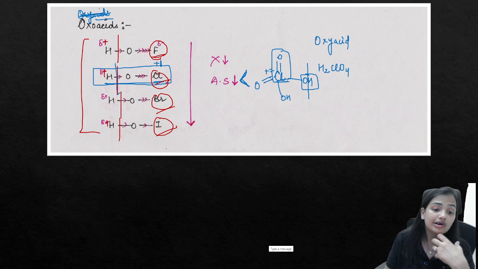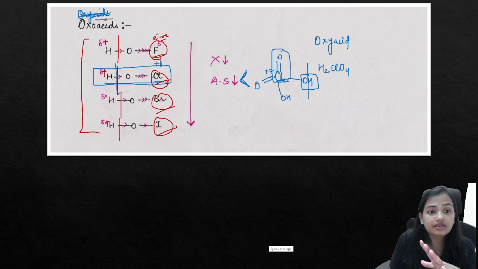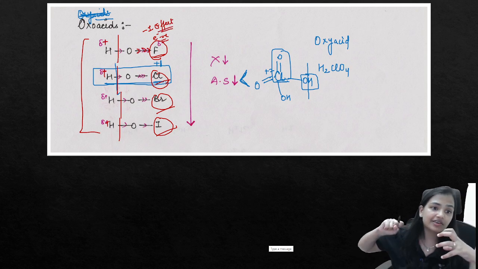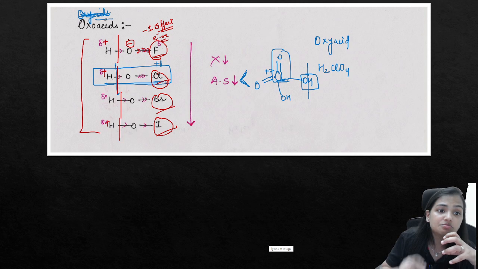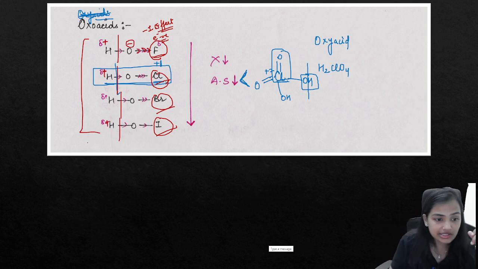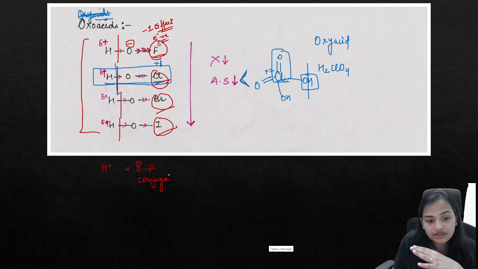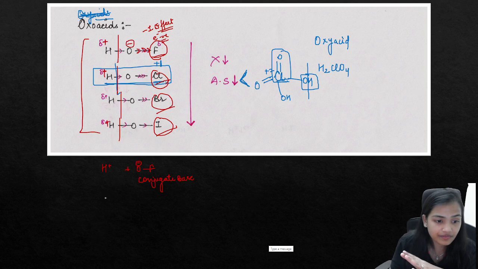So here comes your organic chemistry concept. You know that fluorine, because it is highly electronegative, will have more pulling nature, and will show the -I effect. As this will show more -I effect, the negative charge will get more stable over the conjugate base. So what you need to form is H positive plus OF negative. So this negative charge must be more stabilized. So this is your conjugate base, and whosoever forms a stable conjugate base is going to be most acidic.